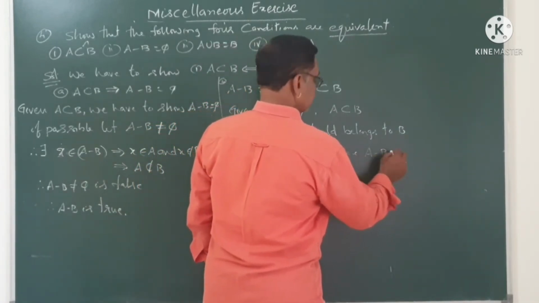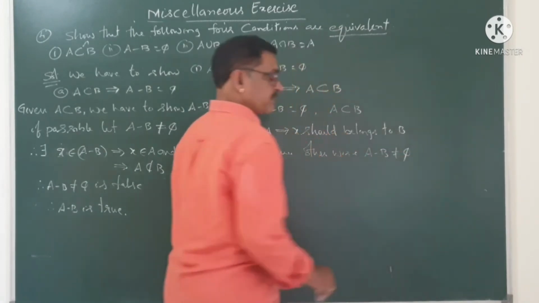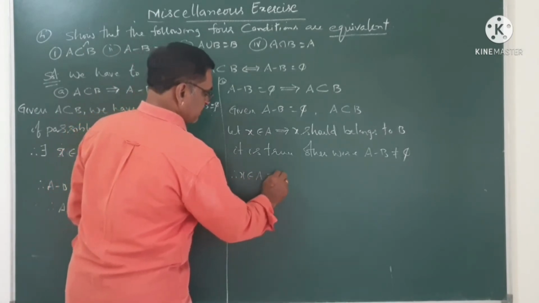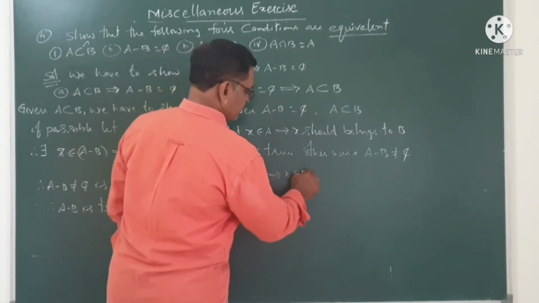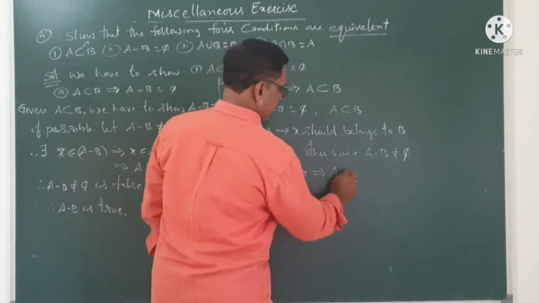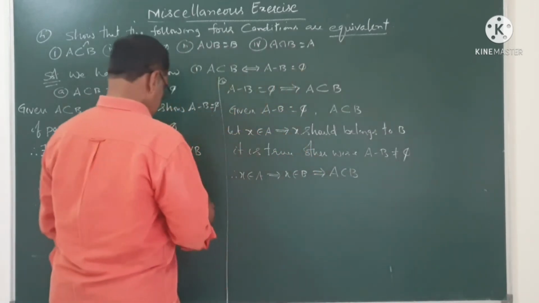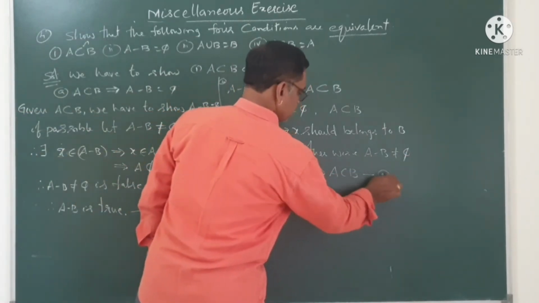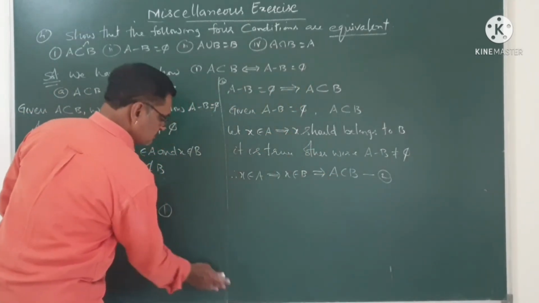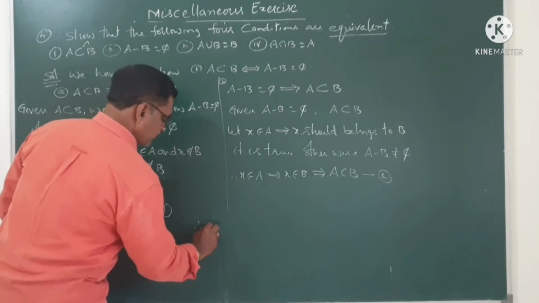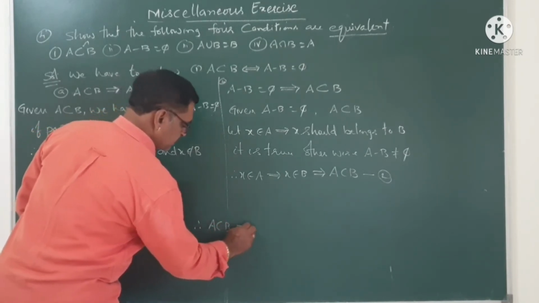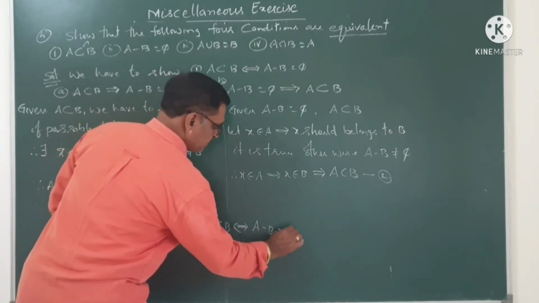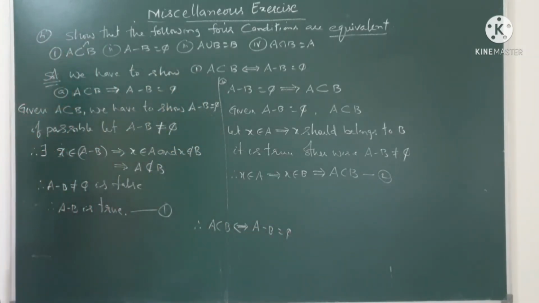Otherwise, A minus B is not equal to the empty set. Therefore, X belongs to A implies X belongs to B. Therefore, A is a subset of B. So let this be 1 and this be 2. Therefore, from 1 and 2, A is a subset of B implies and is implied by A minus B is equal to the empty set is true.